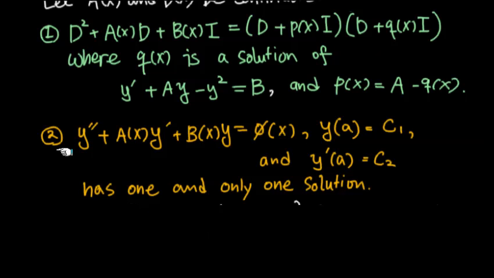Well, let's look at the second statement. That's the typical statement. Here's the arbitrary second order linear equation in standard form with the arbitrary initial condition, and we want to show it has one and only one solution. We've seen that many times before. We're going to focus on the uniqueness part first, and then we're going to reverse the argument to show the existence.